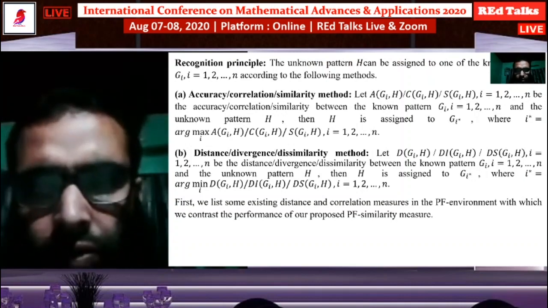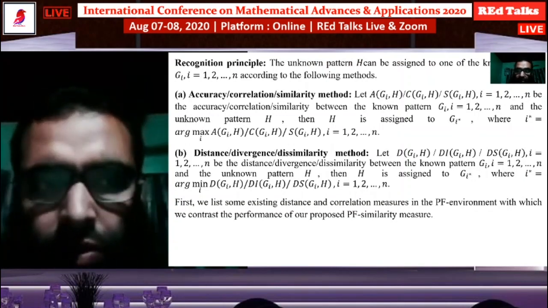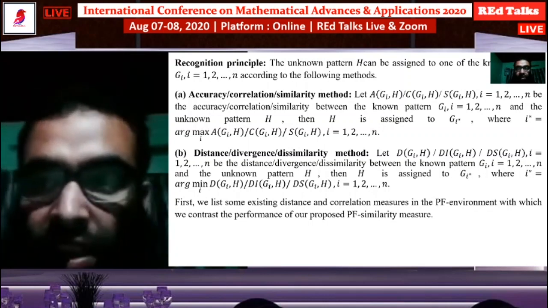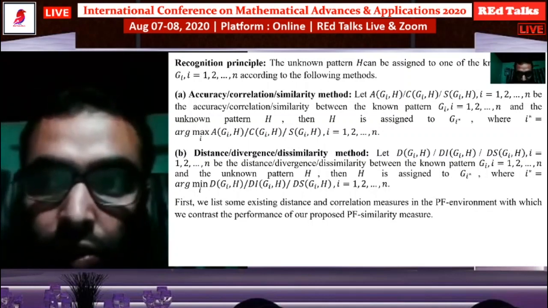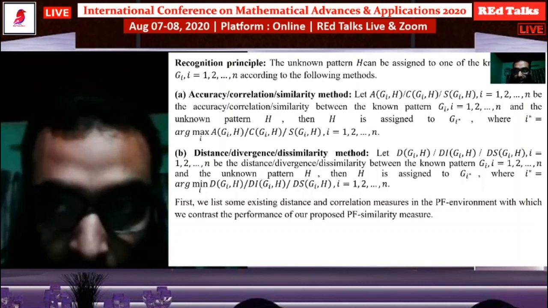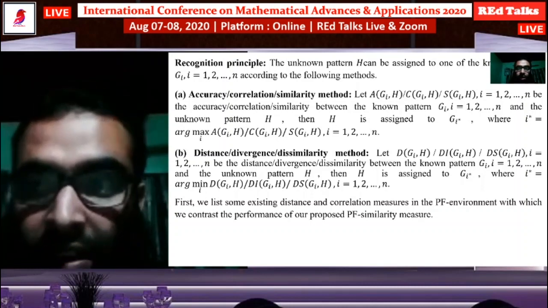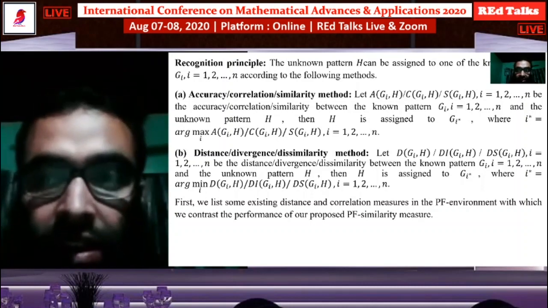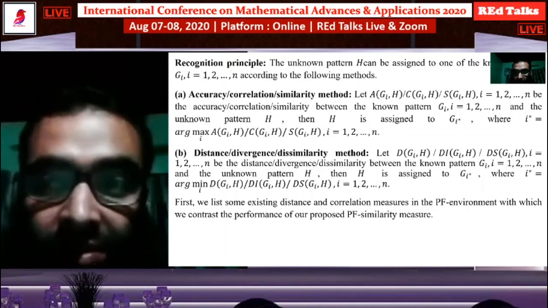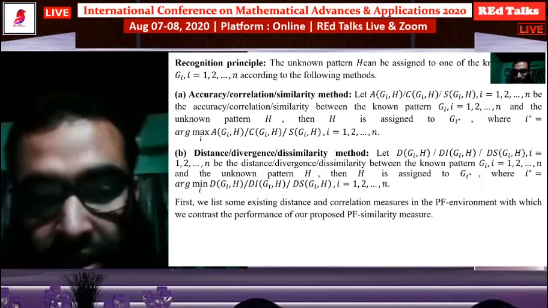As we see, many compatibility measures can be utilized for this purpose. If we use accuracy, correlation, or similarity methods, then we assign the unknown pattern to the known pattern with which it has maximum resemblance. However, if we use distance, dissimilarity, or divergence, then we assign the unknown pattern to the known pattern with which it has minimum distance, minimum divergence, or minimum dissimilarity.